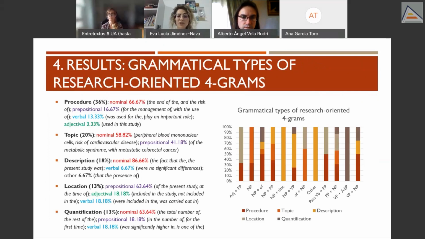However, in location, the most common ones were prepositional phrases, as they occupied more than half of the total, such as of the present study, at the time of, etc. Verbal phrases appeared in all of them except for topic, for example, and then we have some adjectival phrases in procedure and location topics.